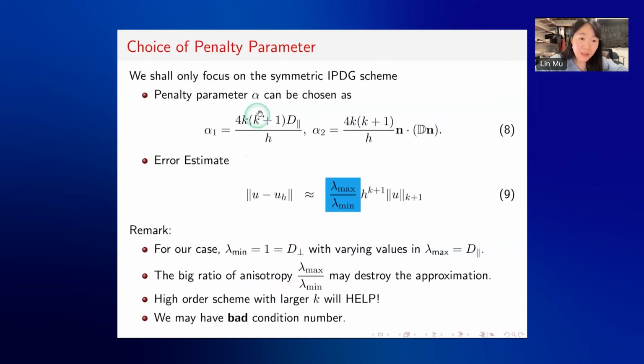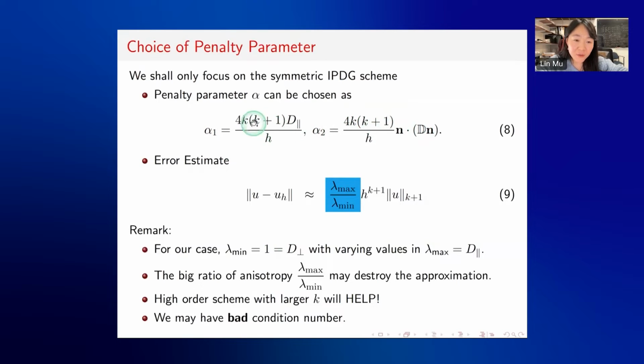Then let's talk a little bit about the penalty parameter. For the penalty parameter, we need this one big enough for the symmetric IPDG scheme. So we can choose alpha 1 or alpha 2. For alpha 1 and alpha 2, we did the numerical test. Alpha 2 actually behaves better in comparison to alpha 1. So for our numerical test, we'll choose alpha 2 and check the other performance.